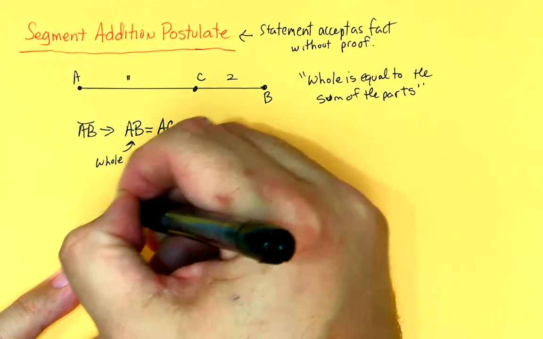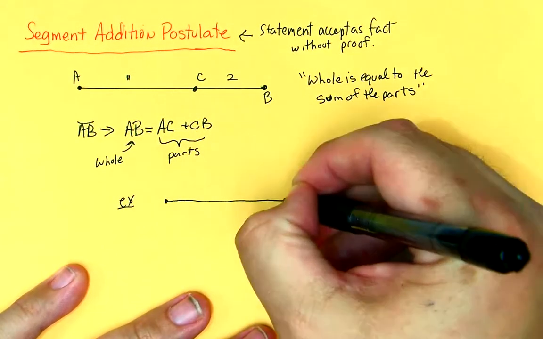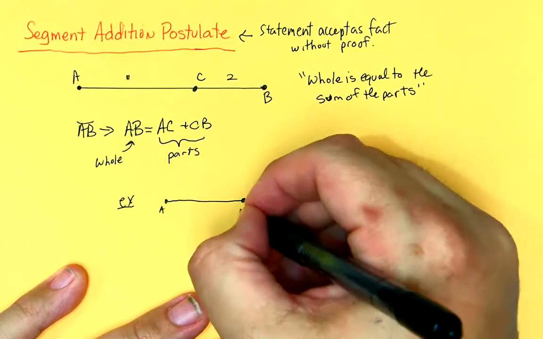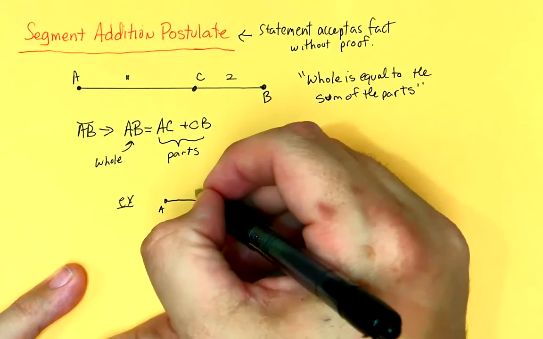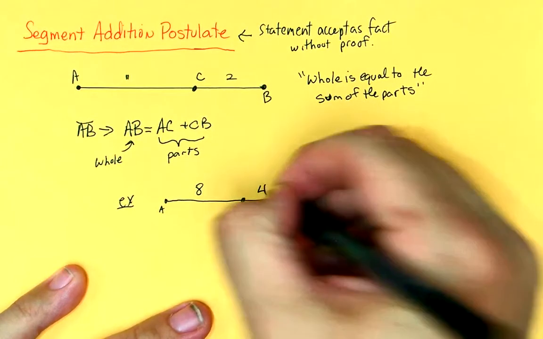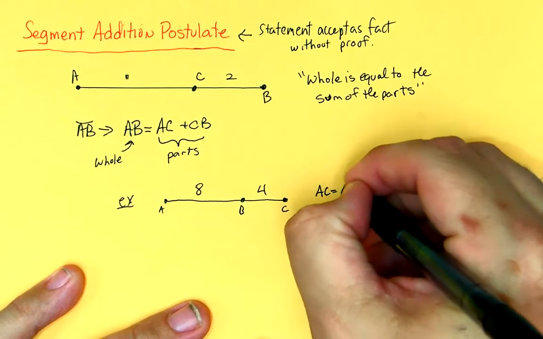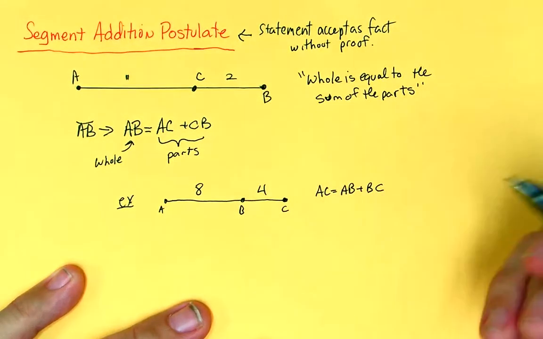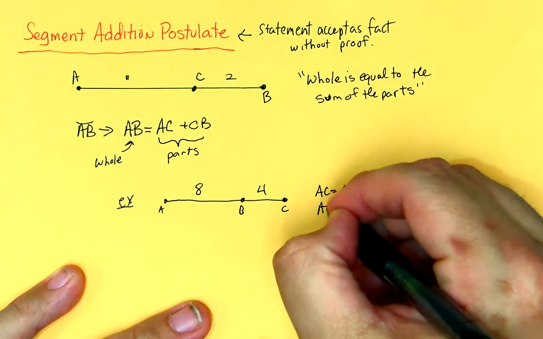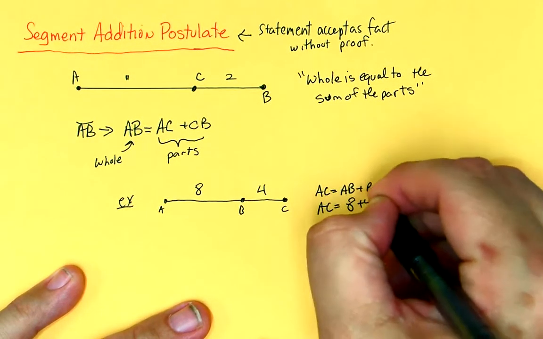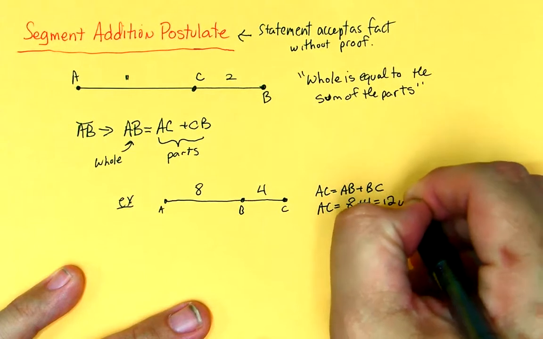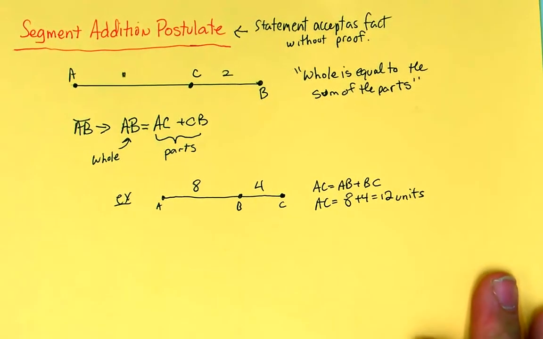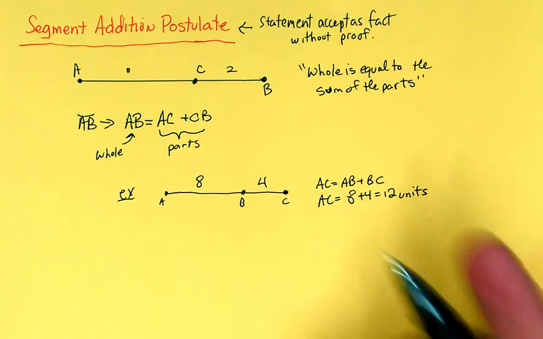An example with just some numbers. A, B, and C. Let's say that's 8, and that's 4. AC is equal to AB plus BC. So AC is going to be equal to 8 plus 4, which is 12 units. Since I didn't talk about any units, I know that the length of the segment is actually 12.